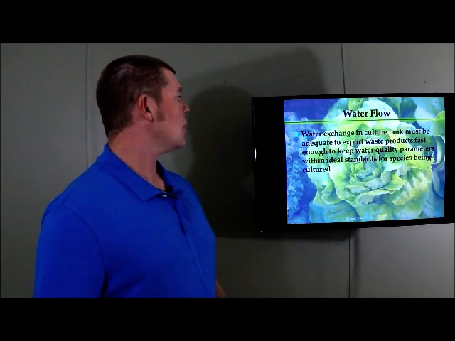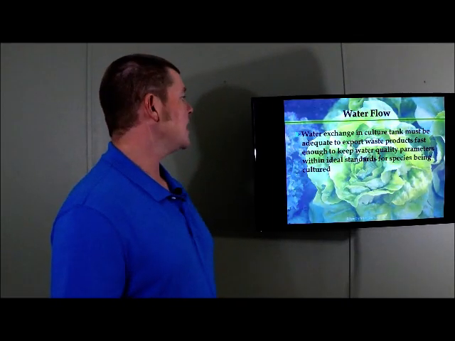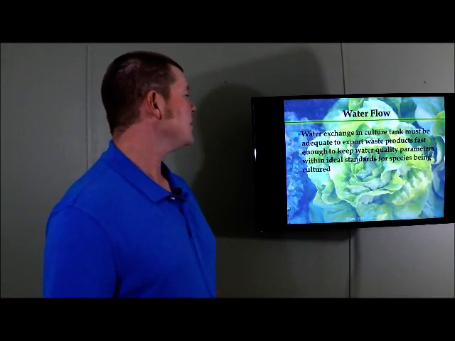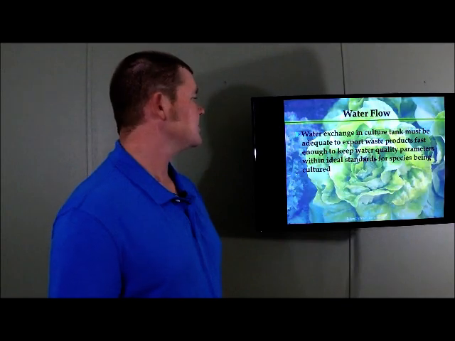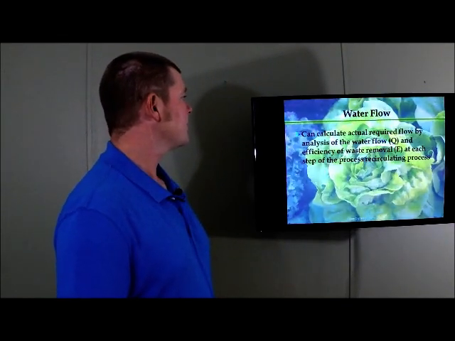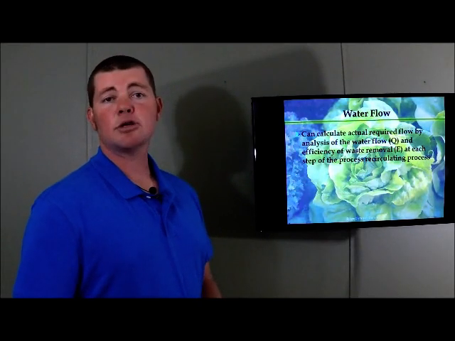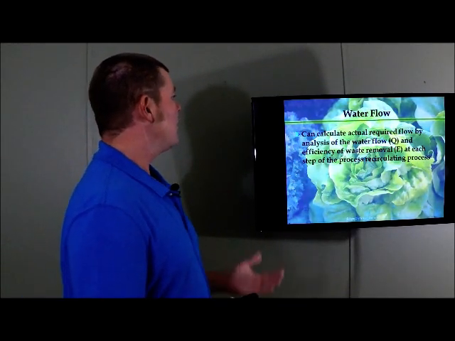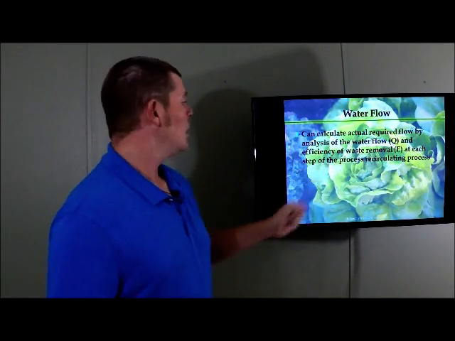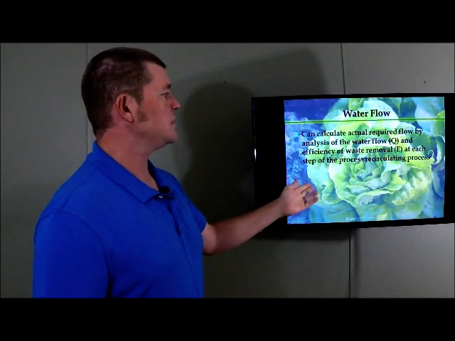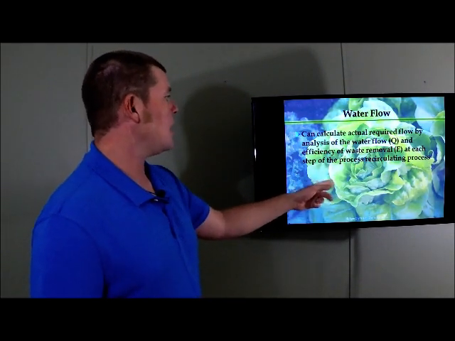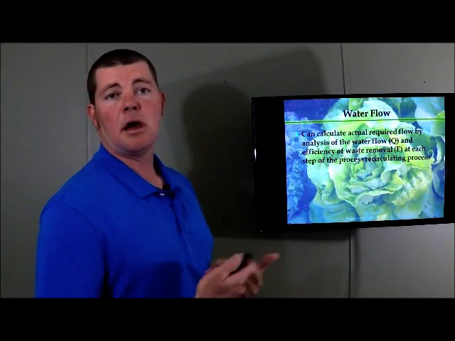Water exchange in the culture tank must be adequate to export the waste products fast enough to keep water quality parameters within ideal standards for the species being cultured. Now we can calculate the actual required flow by analysis of the water flow, which we will call Q, and the efficiency of the waste removal, which we will call E, at each step of the process in the recirculating aquaculture system.